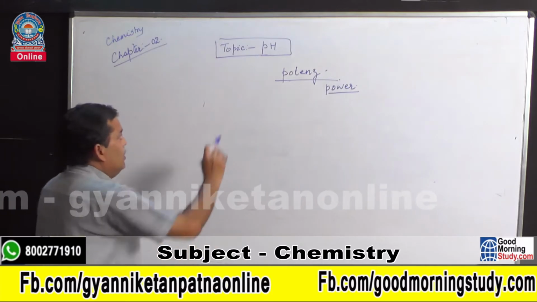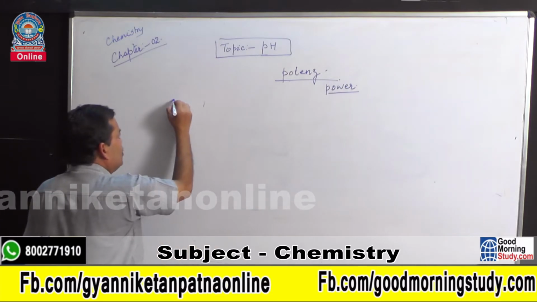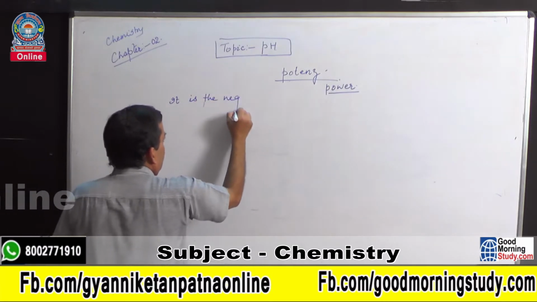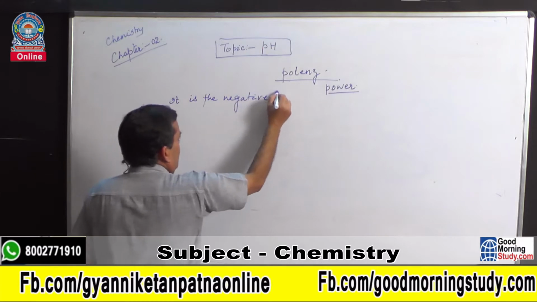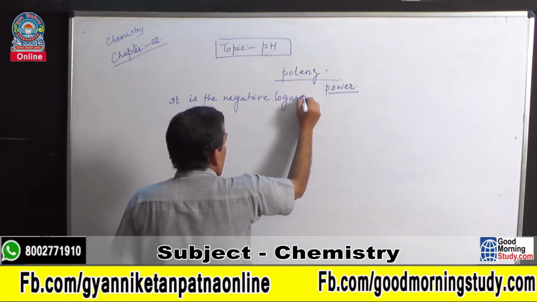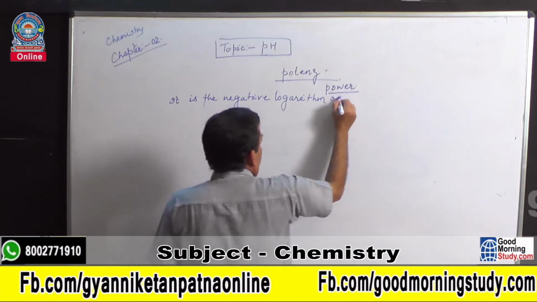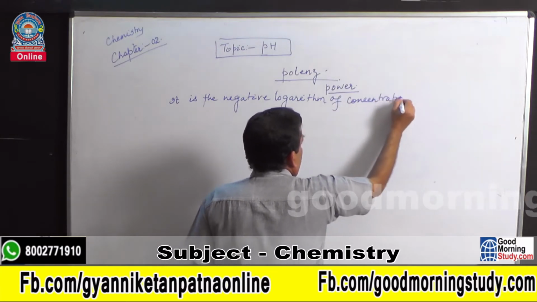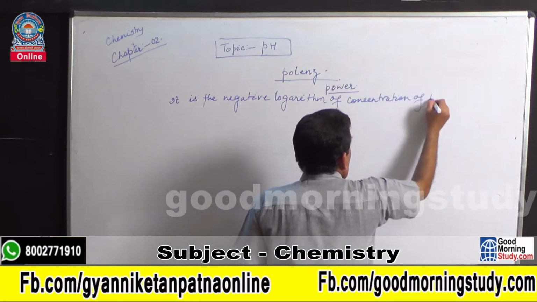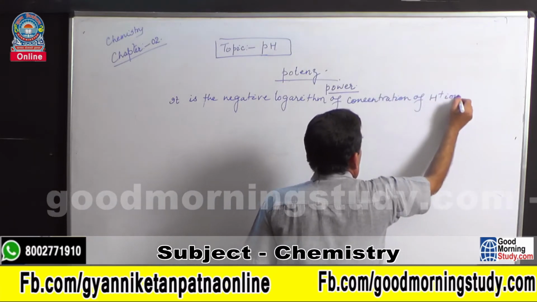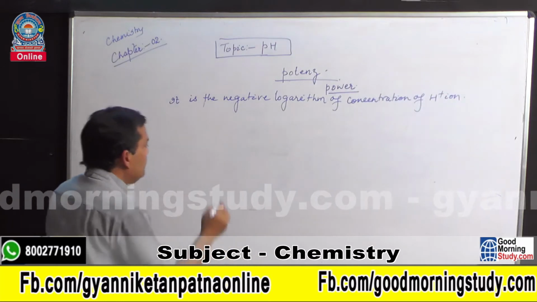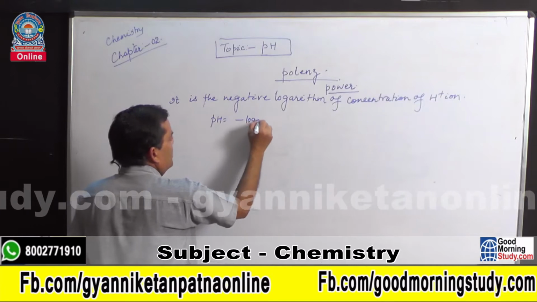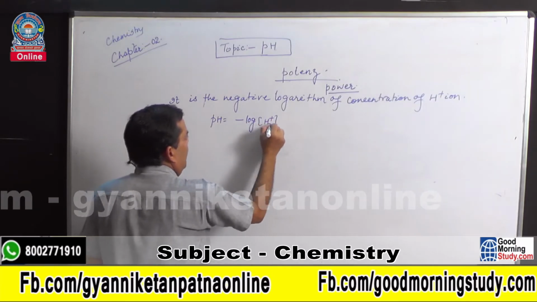Now, what is the definition of pH? pH is the negative logarithm of concentration of H plus ion. Mathematically, it can be written as pH is equal to minus log H plus ion.